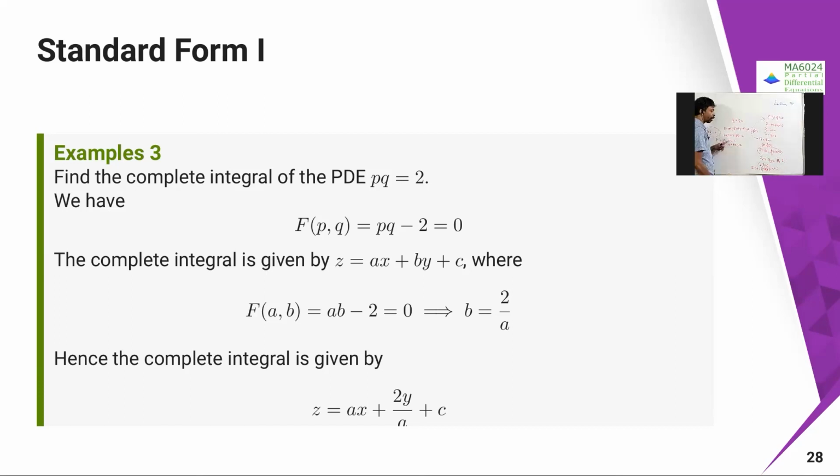So since f of a comma b equal to 0, that is ab minus 2 equal to 0. This is going to imply b equal to 2 by a. Therefore, I can substitute it over here.